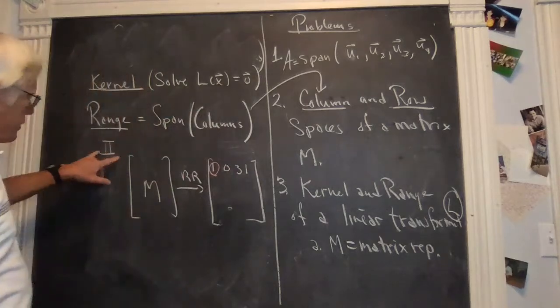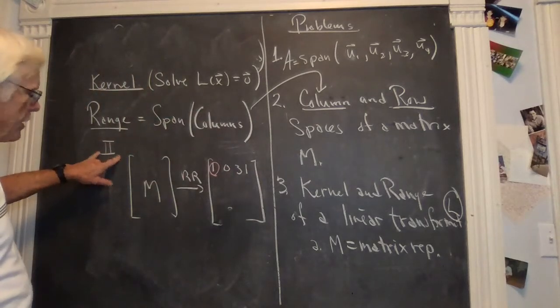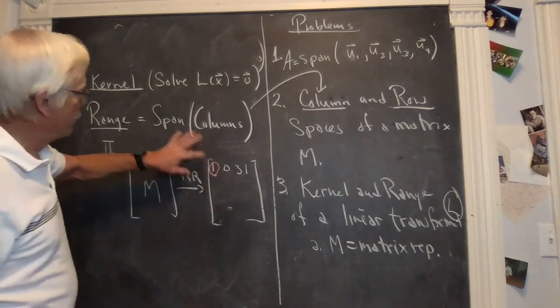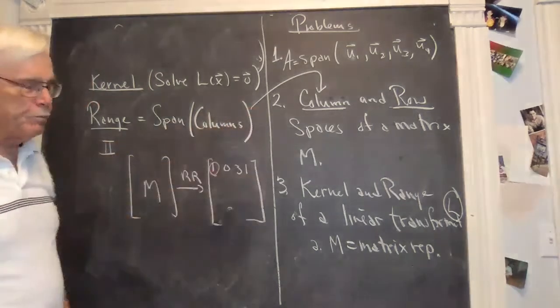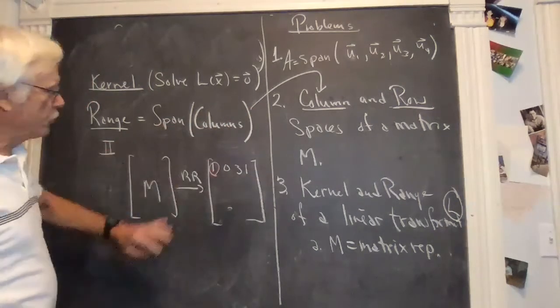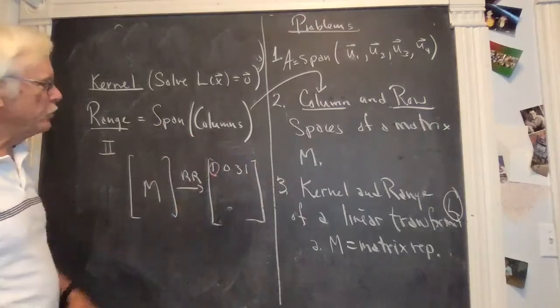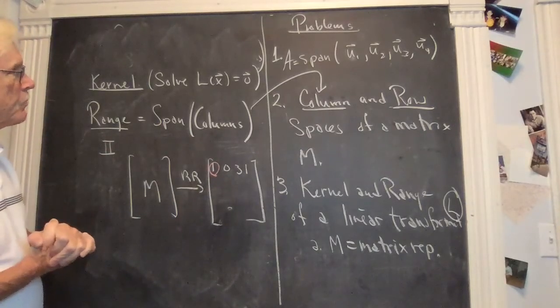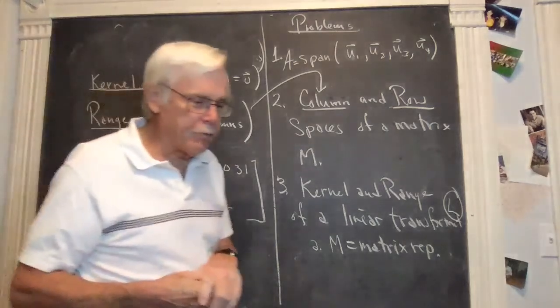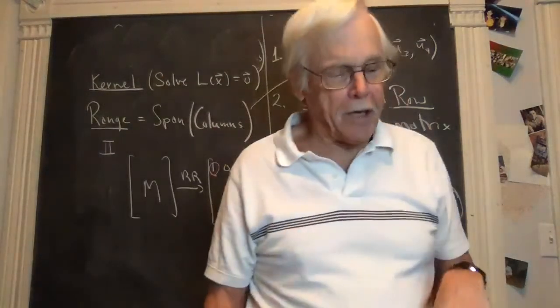You can also use method 1 to find the span of the columns. And actually, I would prefer that, but you will have your choice. It's a little extra work if you use method 1 to find the span of the columns. This is the whole thing basically for subspaces, other than what they look like.